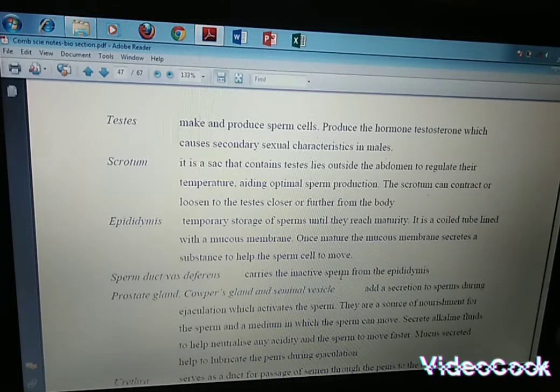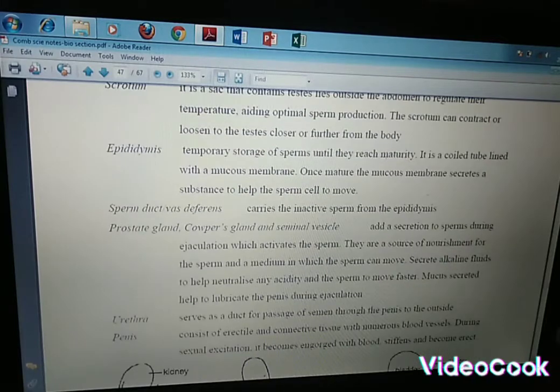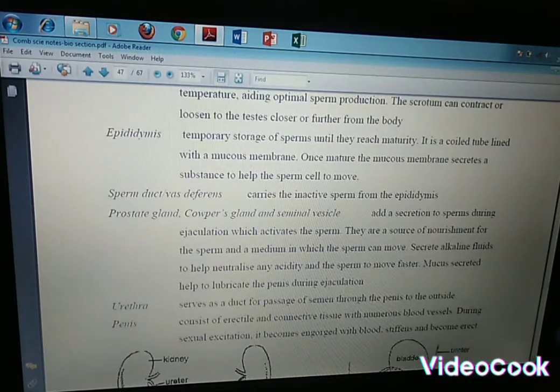And what it does, it just carries the inactive sperms from the epididymis. The epididymis, that's the one that is on our testes there. And what does the epididymis do? It stores sperms until they reach maturity, until they are very mature. And this epididymis, it's just a coiled tube lined with a mucous membrane. Once mature, the mucous membrane secretes a substance to help the sperm cells to move, and that substance, we call it semen, right?